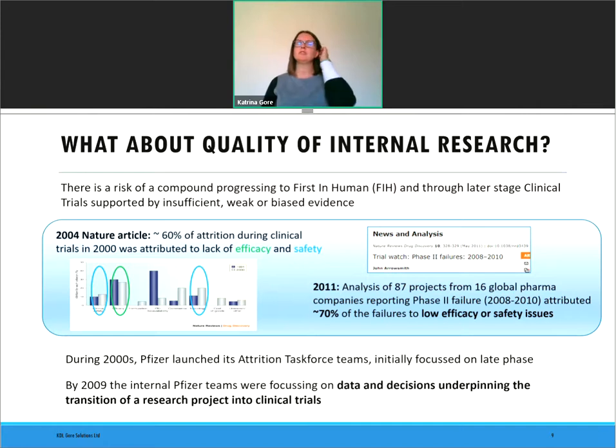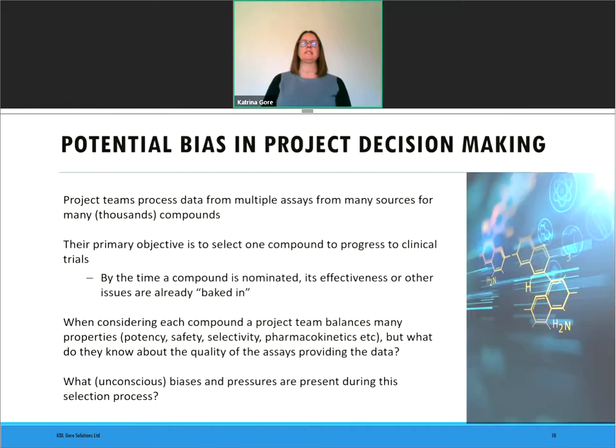During the 2000s, Pfizer launched its attrition task force teams, and they were initially focused on the late phase clinical research. But by 2009, those internal teams were focusing on data and decisions underpinning the transition of research projects into clinical trials. And that's where I started, and the team that I worked in started to come in and get involved. If you think about project teams, there is always a potential bias in their decision making.